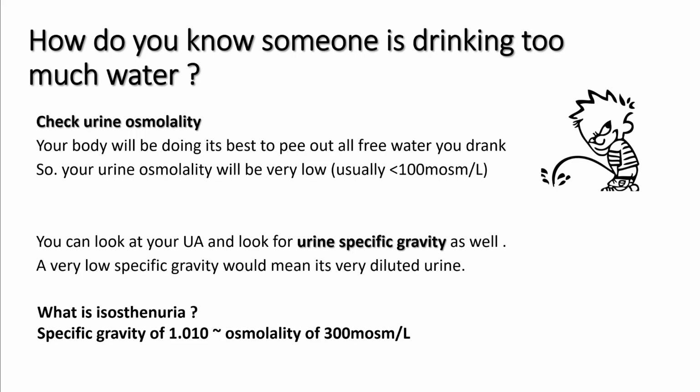If urine osmolality is not available immediately, you can get some idea by looking at urine analysis and looking for urine specific gravity. As your urine gets more dilute, urine specific gravity is going to fall. If you remember the word isosthenuria seen in CKD patients who are unable to concentrate their urine, their urine osmolality is around 300, similar to serum osmolality, and the specific gravity is 1.010. If you see urine specific gravity less than 1.010, that would be suggestive of dilute urine. However, make sure that you check urine osmolality to confirm that.